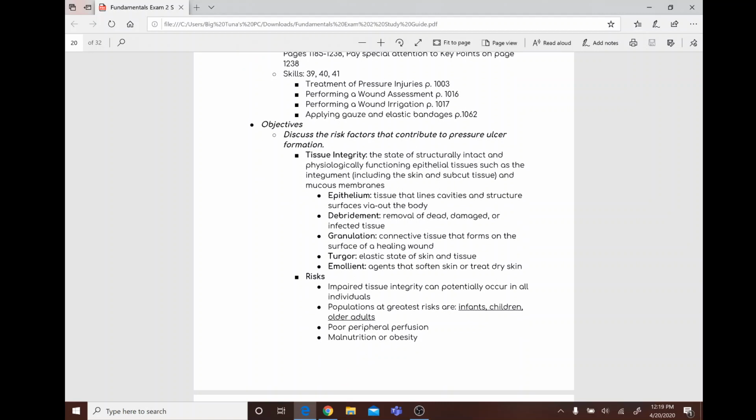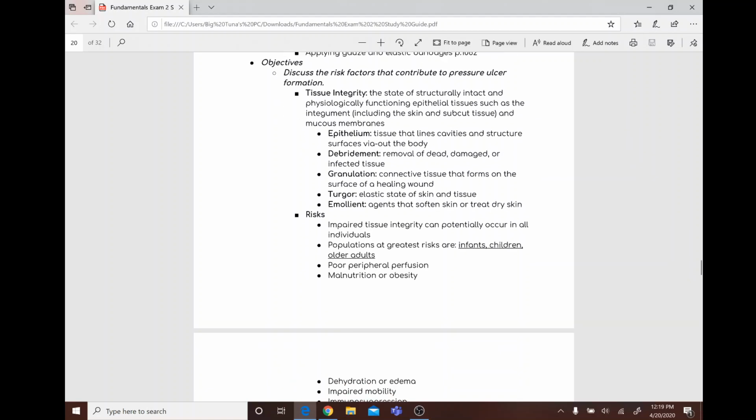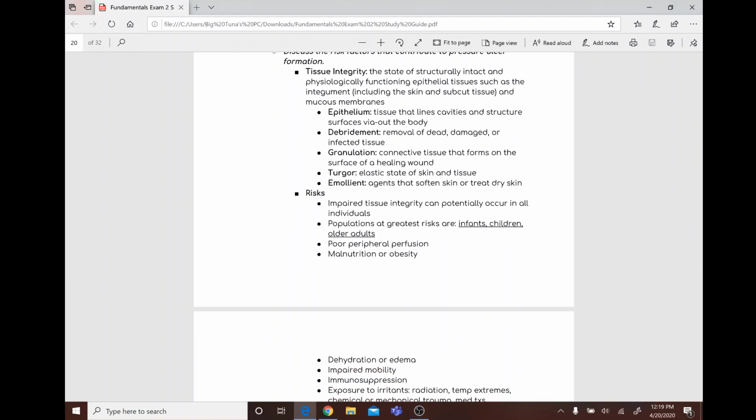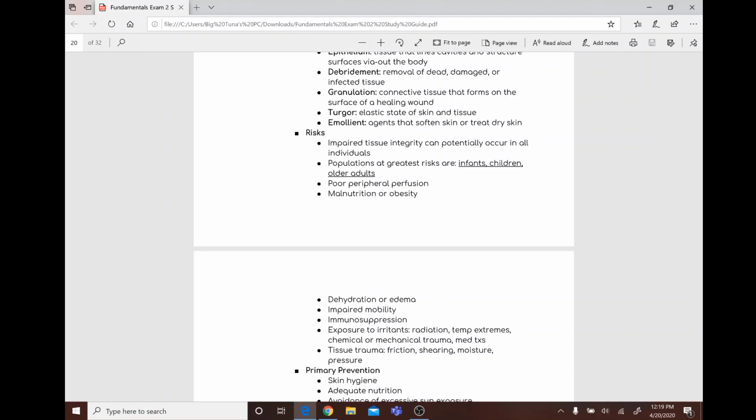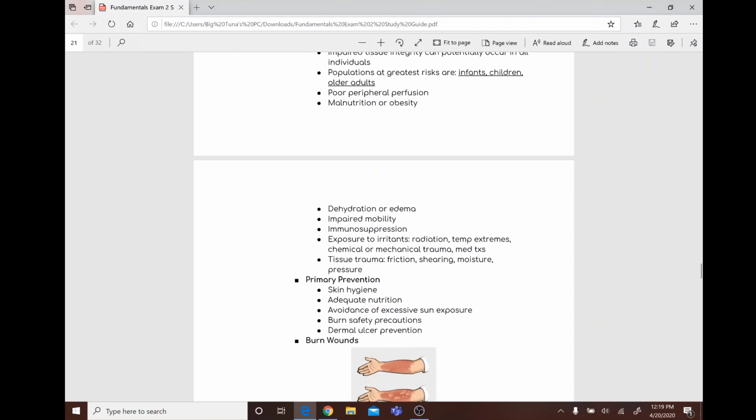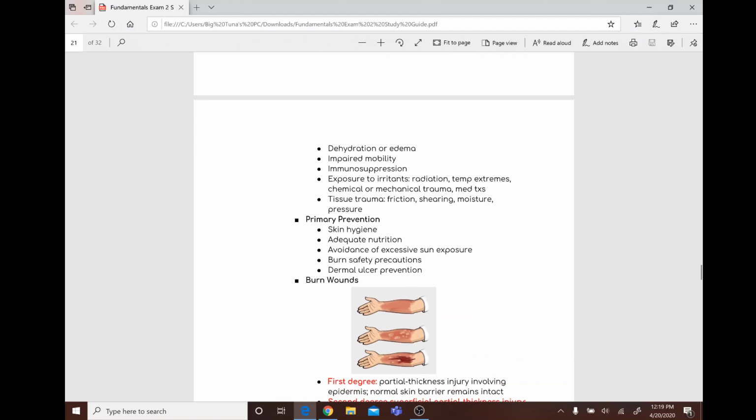The state of structurally intact and physiologically functioning epithelial tissue such as the integument and mucous membranes. What is granulation? Connective tissue that forms on the surface of a healing wound. What are the risks for impaired tissue integrity? Anybody really, but infants and children and older adults are at greater risk. You've got poor peripheral perfusion, malnutrition or obesity, dehydration or edema, impaired mobility, immunosuppression, exposure to irritants, and tissue trauma.